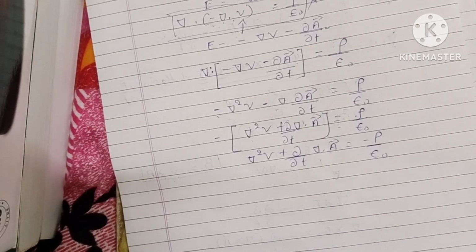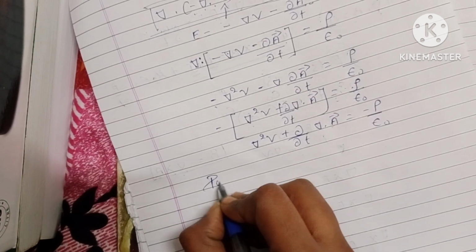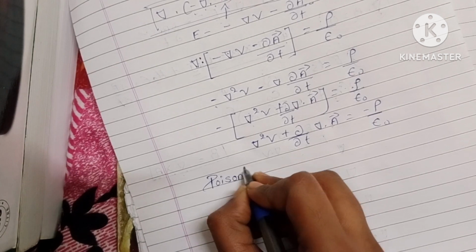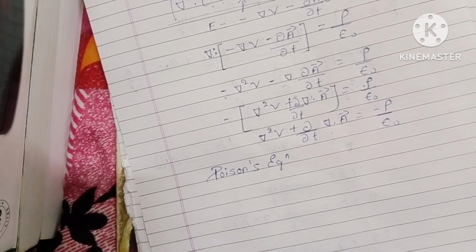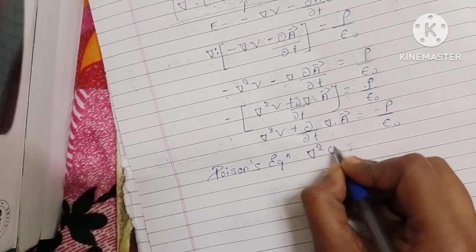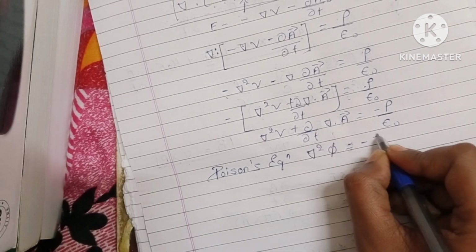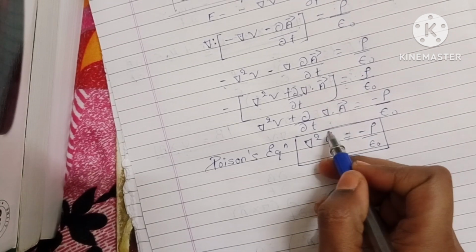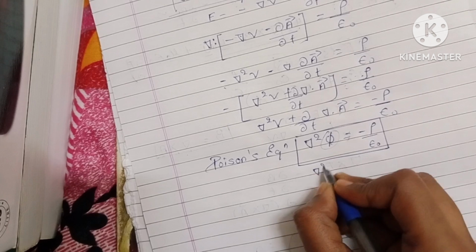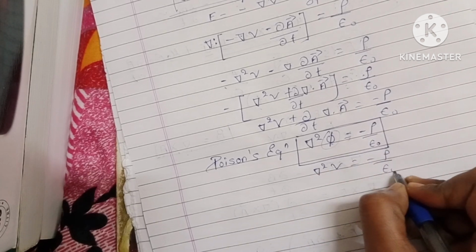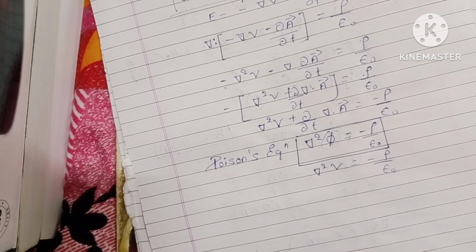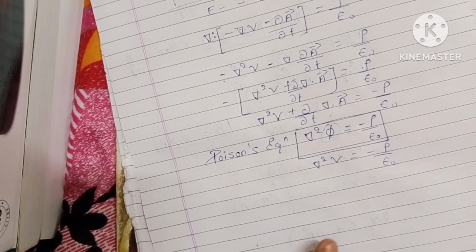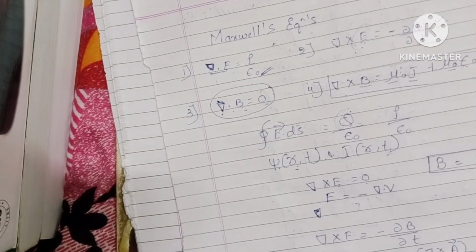From Poisson's equation, which is given by ∇²φ = -ρ/ε, this is a standard equation. In terms of φ, we have V, that is ∇²V = -ρ/ε. So this thing you need to remember. This is up to the clarity of Maxwell's first equation.